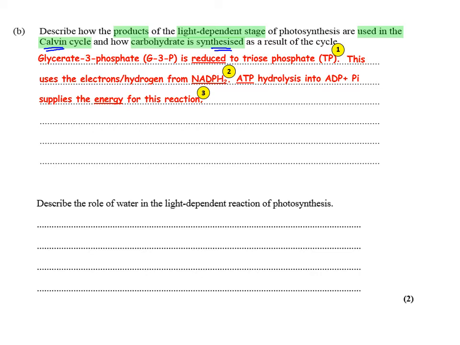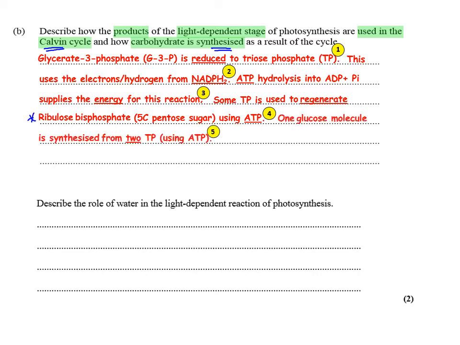So how is carbohydrate synthesized as a result of the cycle? Well, we know triose phosphate is used to regenerate ribulose bisphosphate using some ATP in the stroma. Now that's really important because ribulose bisphosphate is a pentose sugar, so therefore technically it is a carbohydrate. It's a simple sugar, and it is needed to allow the continued cycling of the Calvin cycle, to allow it to keep going round time after time, because it is one of the starting molecules for the Calvin cycle.